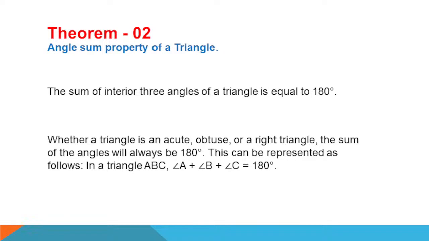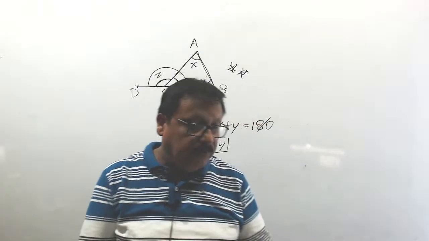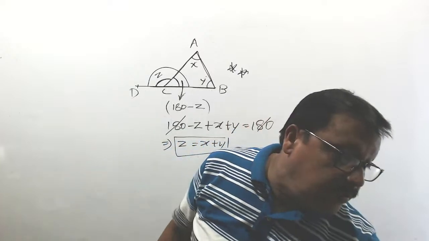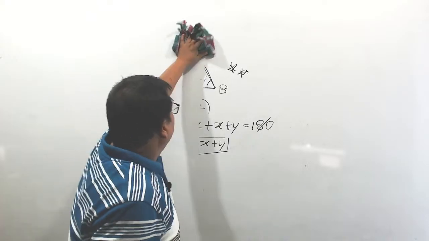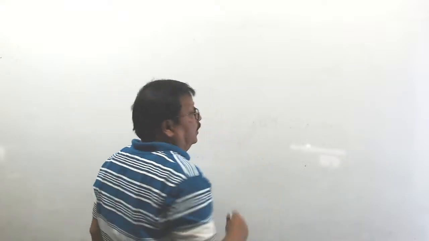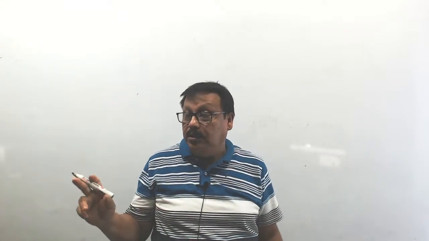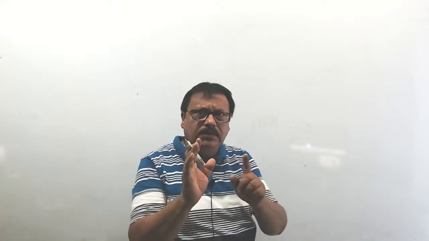What is that? The sum of three interior angles of a triangle is 180 degree. Can you prove? The sum of three interior angles is equal to 180 degree. How will you prove this one? For any triangle. For any triangle. And I will try to show you this theorem by one small animation.